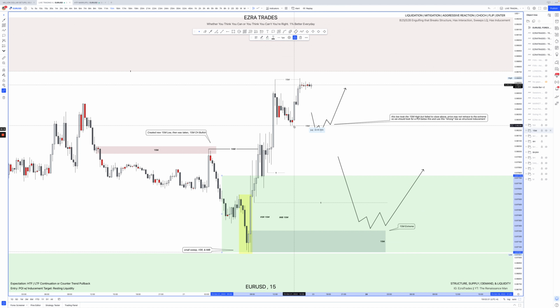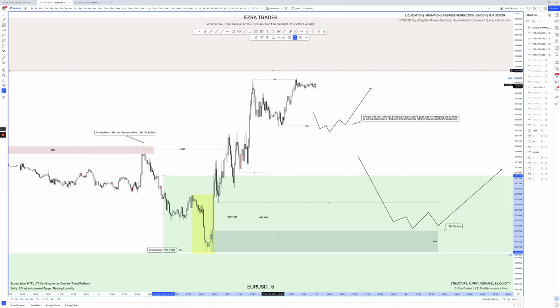And so what we can expect is, what is this setting us up for? Structural inducement. If we take out this low that's supposed to be strong because it took out the high, this is structural inducement. Now, here we have a lot of wicks and it's very hard to understand what's happening with price. So in this case, we're going to look at a different time frame. We're going to drop to the 5-minute time frame so that we can understand what's happening.